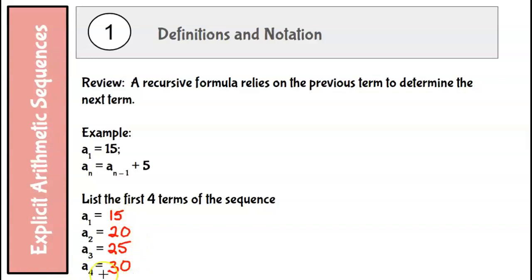Notice, to be able to get this term, I have to know the one before it. If I asked you to find a sub 20 using this formula, you've got to go all the way through a sub 19 to get to a sub 20. It's kind of tedious. And that's where an explicit formula comes in. One that would just give me the definition of what a sub 20 is without having to find all the ones before it.